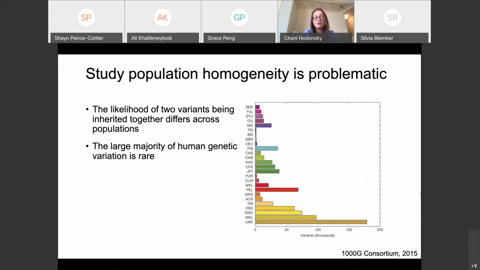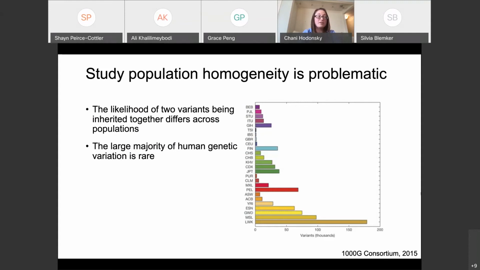So why is study population homogeneity problematic? One reason is that the likelihood of two variants being inherited together across populations actually differs by population. This likelihood is referred to as linkage disequilibrium, or LD. The reason it's important is because the SNP that might be the most statistically significant in a genome-wide association study might not actually be the causal SNP. It's typically an LD proxy. However, if that proxy is not in LD with the actual causal SNP in all populations, then follow-up analyses to identify that causal SNP can be hindered.